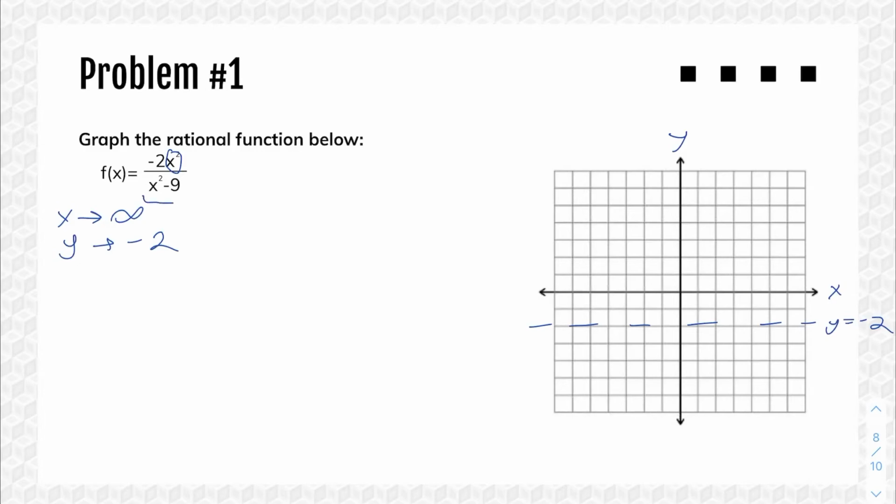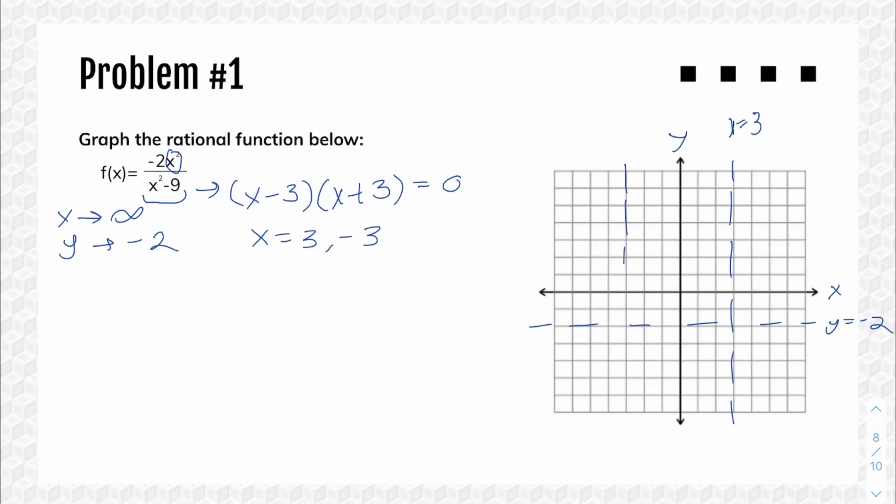The bottom polynomial is a difference of squares, meaning that x squared minus 9 can be simplified into x minus 3 times x plus 3. When we set that equal to 0, we know that the x values are x is equal to 3 and -3. These are vertical asymptotes. Let's graph them. So when x is equal to 3, the vertical asymptote will be located here. And when x is equal to -3, the vertical asymptote will be here.